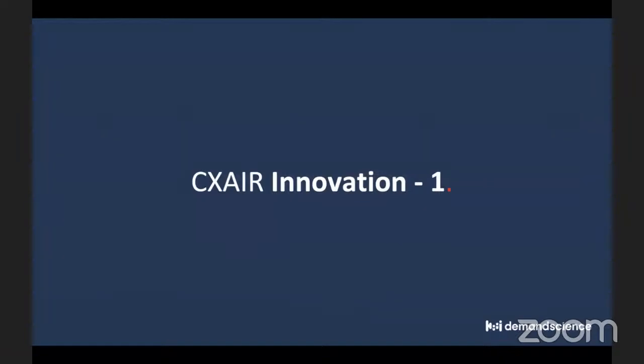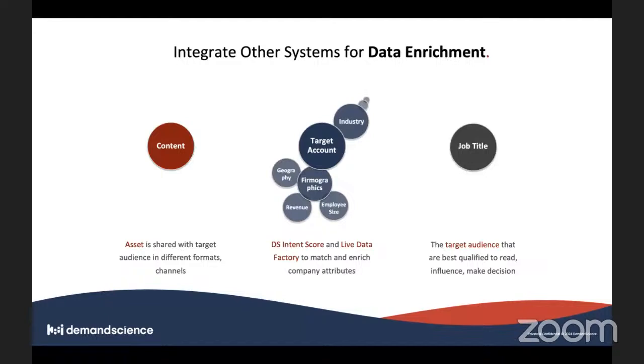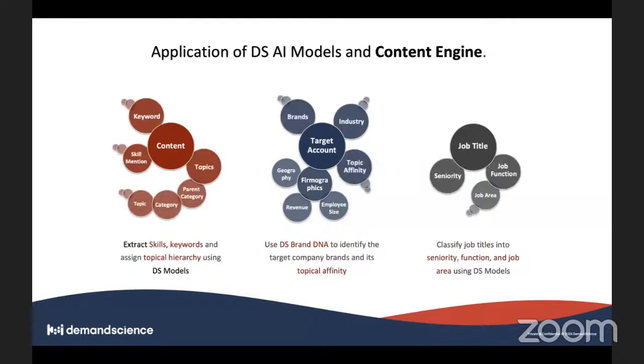I want to spend some time on the innovation part. Like I said, there are 2 components. This is the data part, the enrichment part of the innovation. This is pretty much how we start. We get some content, we get some company details and job titles, we integrate and add more details to the company. And then a bulk of the enrichment happens with our AI models, which will produce the keywords, skills, topics, categories, job function areas, seniority, and so on.